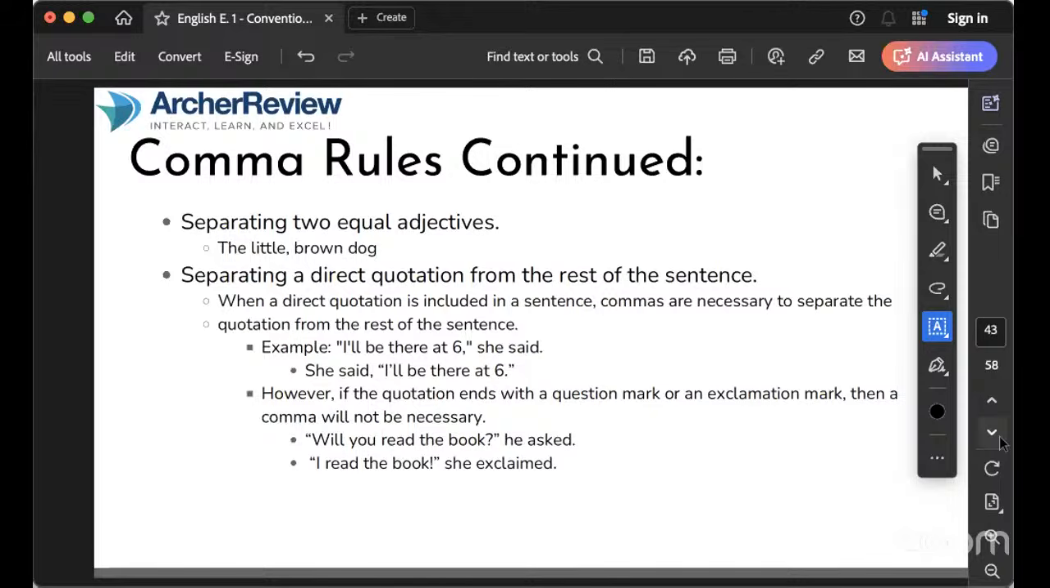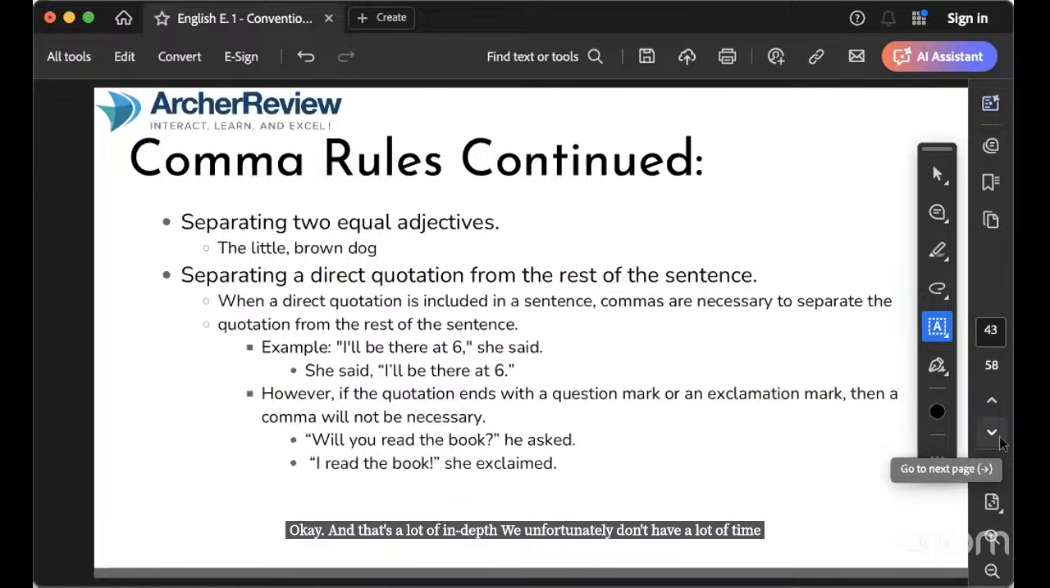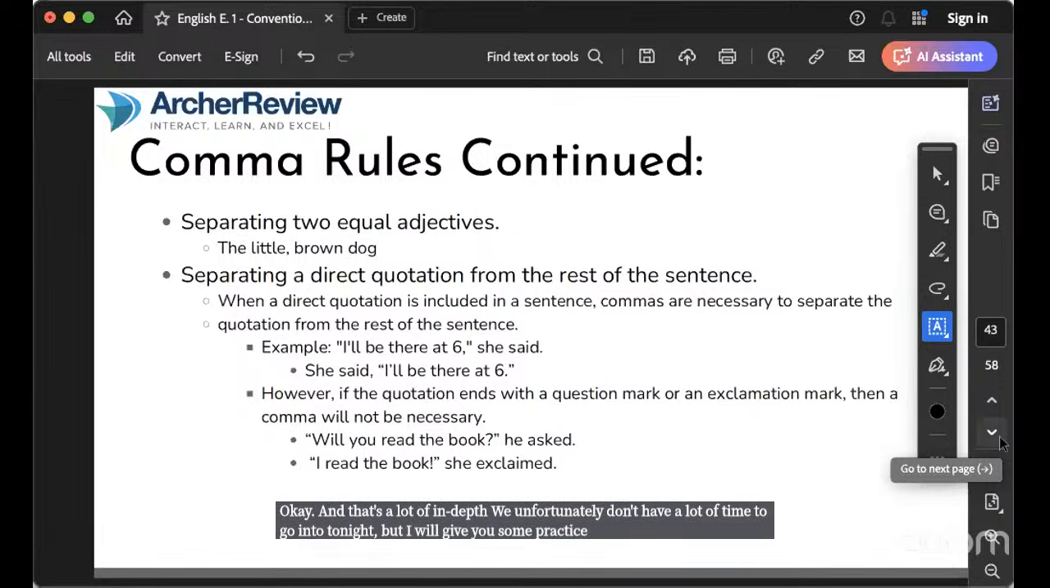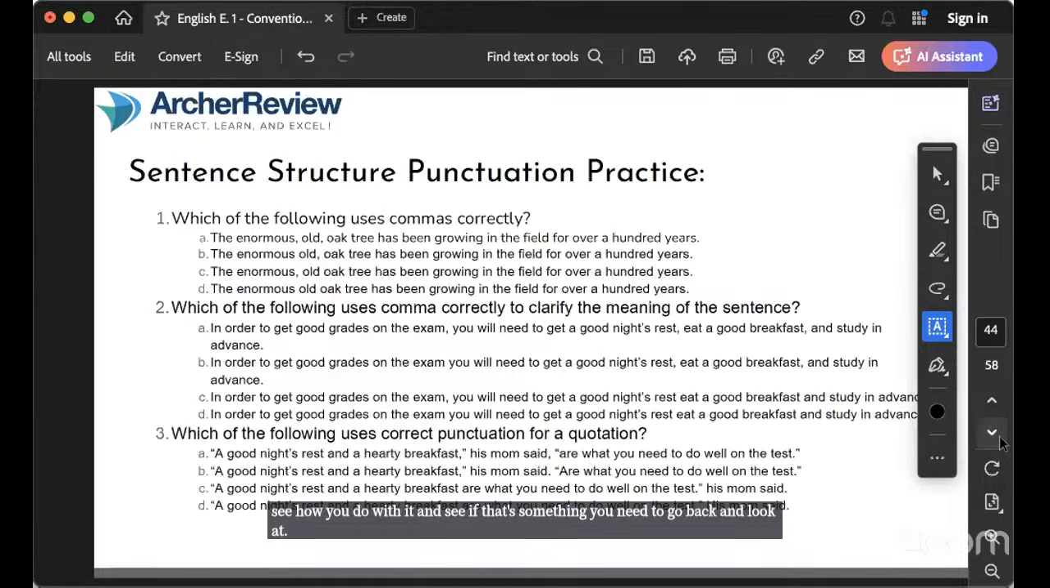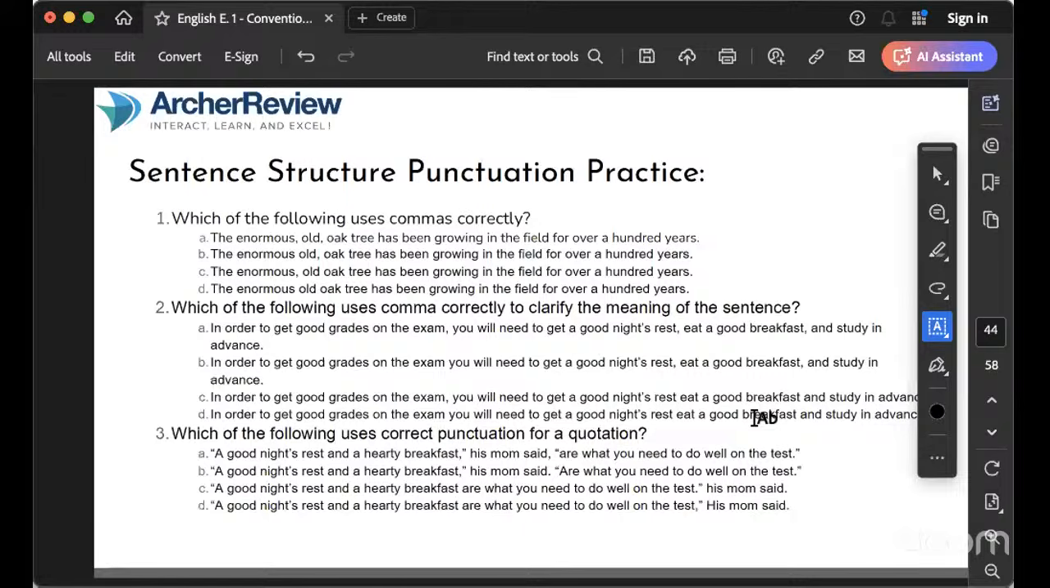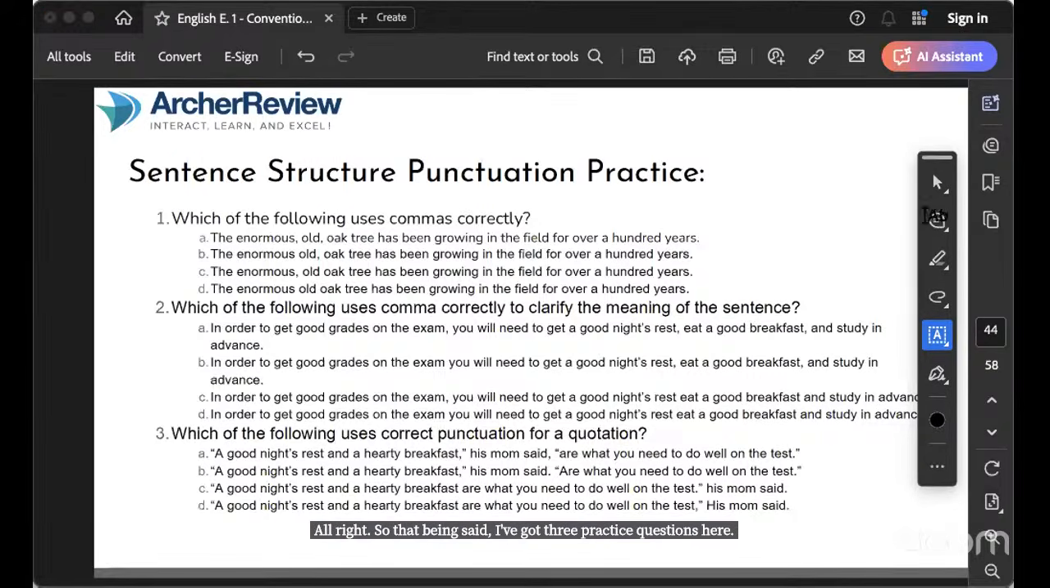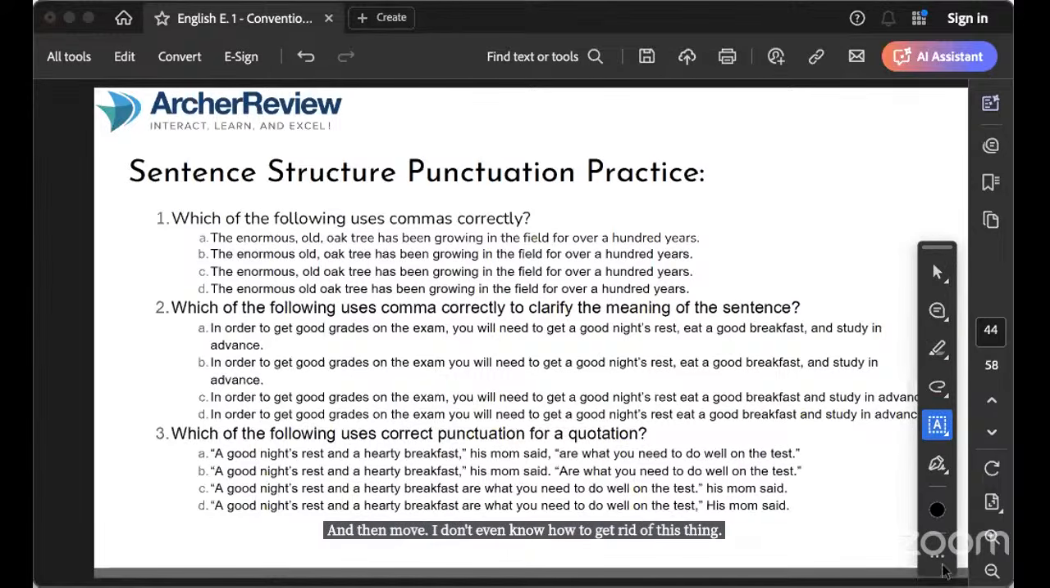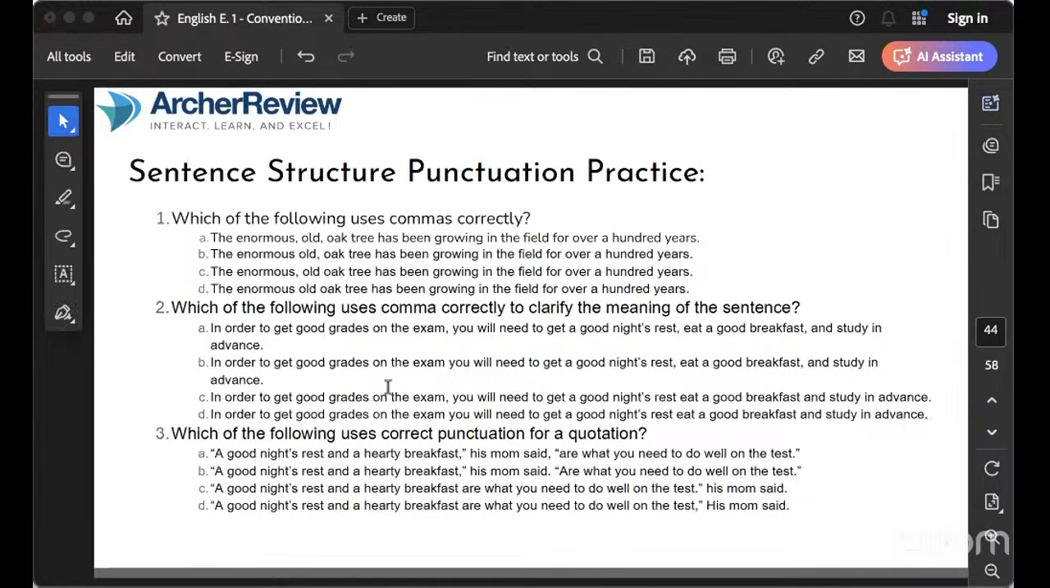And that's a lot of in-depth that we unfortunately don't have a lot of time to go into tonight, but I will give you some practice with it so that you'll see how you do with it and see if that's something you need to go back and look at. All right, so that being said, I've got 3 practice questions here. I'm going to move this. I don't even know how to get rid of this thing. There we go. All right, so 3 questions up here. I'm going to put 3 minutes on the timer and see how you do. Okay, ready, set, and go.